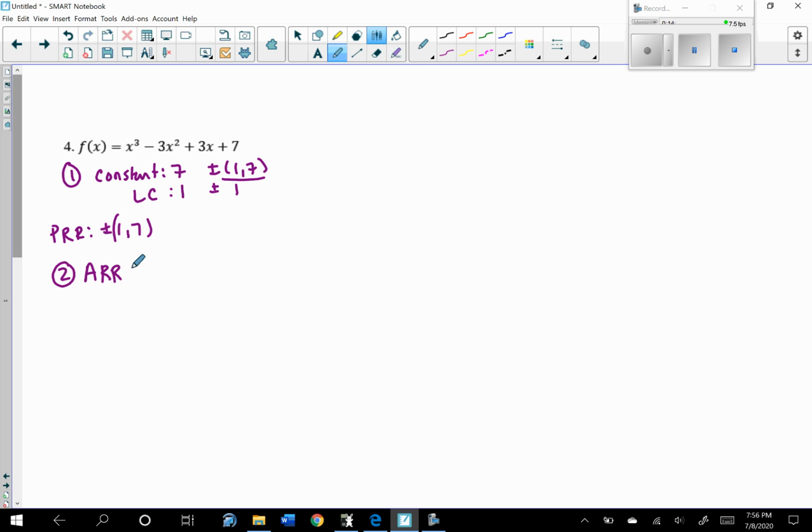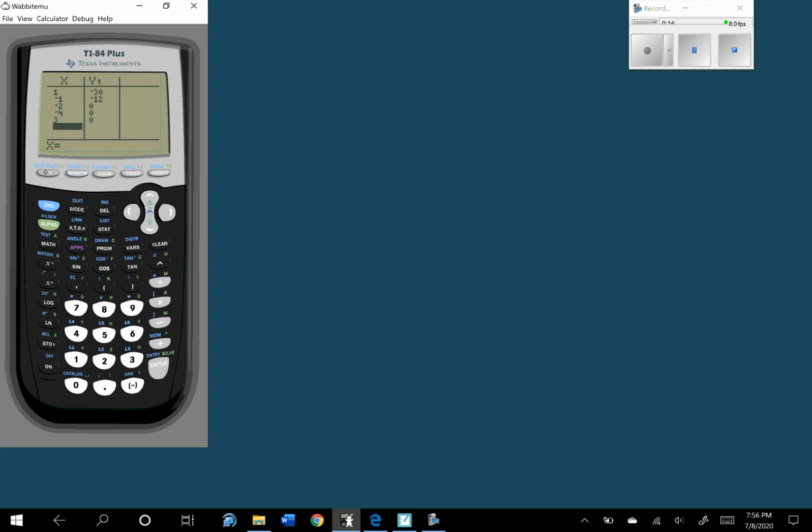I'm just going to always label it ARR. So these were the possible rational roots. The actual roots we can use our calculator to find. So if I go to my y equals, we have x cubed minus 3x squared plus 3x plus 7. And hit graph to look at the graph first.